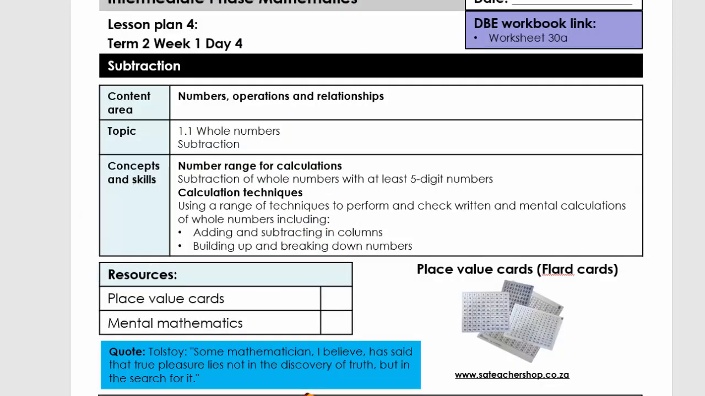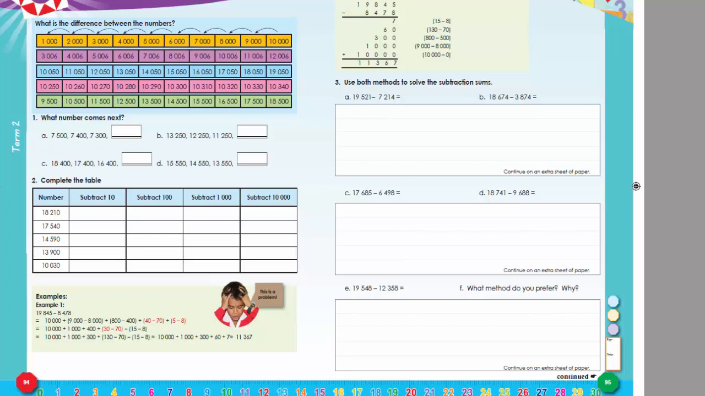Good day. Today we're going to do lesson plan number 4, grade 5, term 2. Our topic is subtraction. Your DBE workbook link is worksheet 30A. So you can have a look at that.